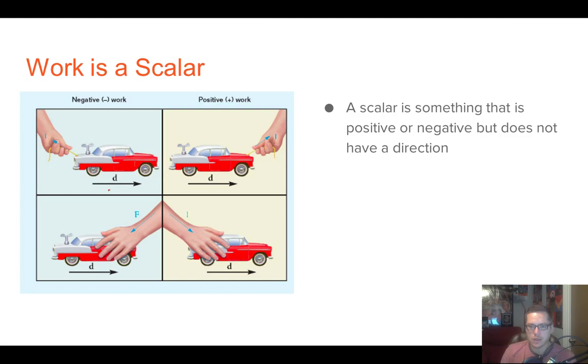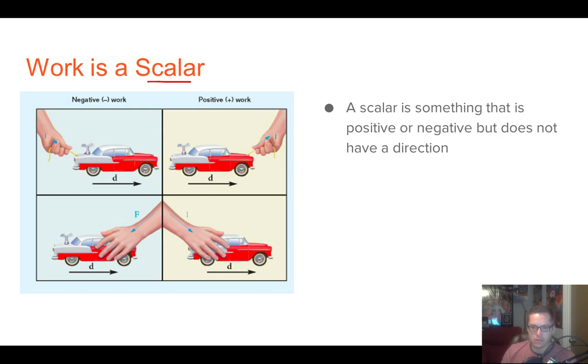Work is a scalar. Remember, scalar means that it has a magnitude, positive or negative, but it doesn't have a specific direction. So we don't worry about the angle that the work is being done in. It's all in relation to the displacement or the force that's being applied.